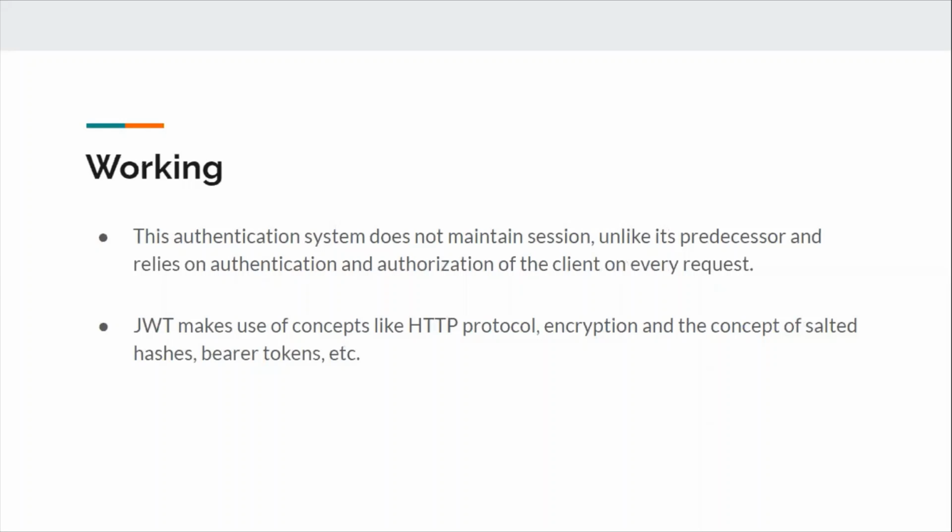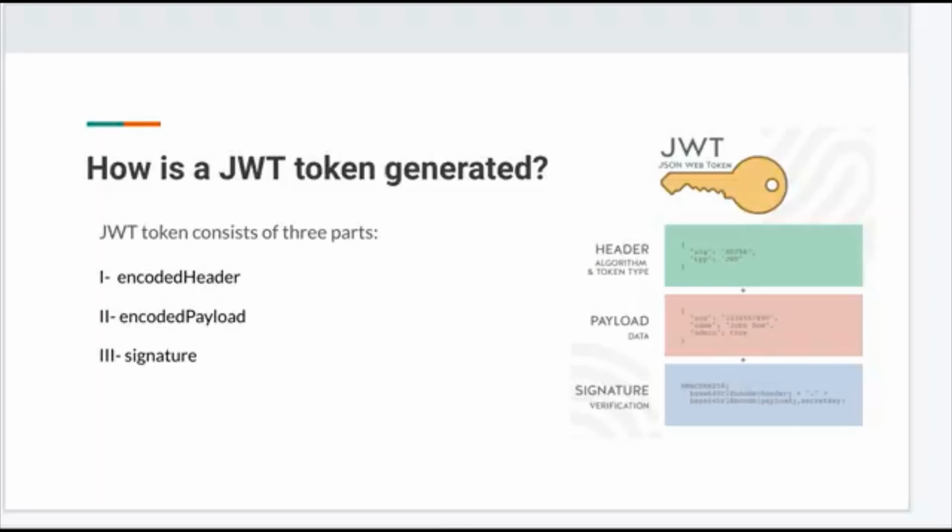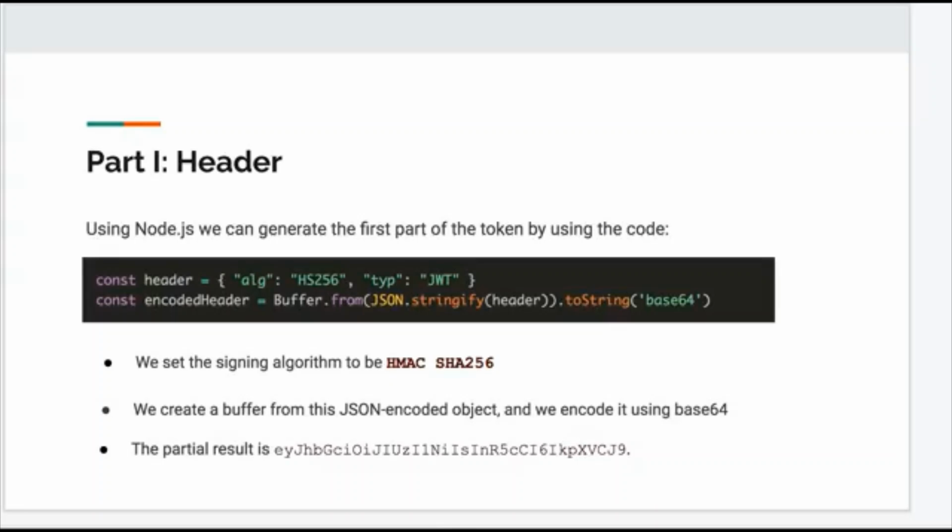Thank you. My name is Karuvia, 17UCS167, and I'll be explaining the topic, how is a JWT token generated? As we know, a JWT token consists of three parts: encoded header, encoded payload, and signature. The first part of the token is termed the encoded header. The algorithm which we have used here is hash-based message authentication code, HMAC, using the SHA-256 hash function. Using this algorithm, we create a buffer from a JSON encoded object, and then we encode it using the base64 scheme, and we get a partial result.